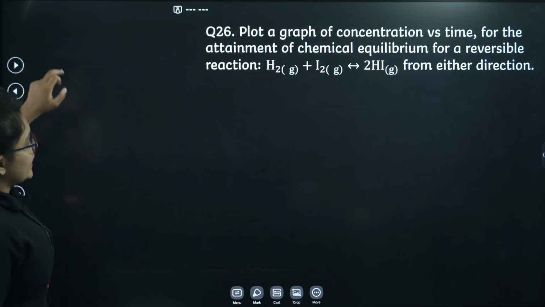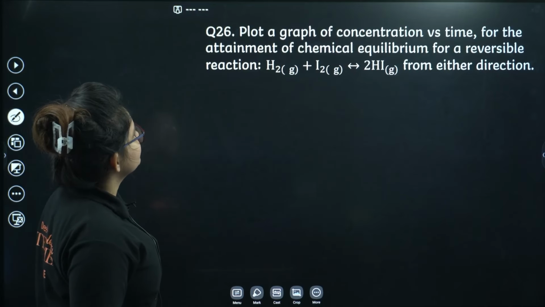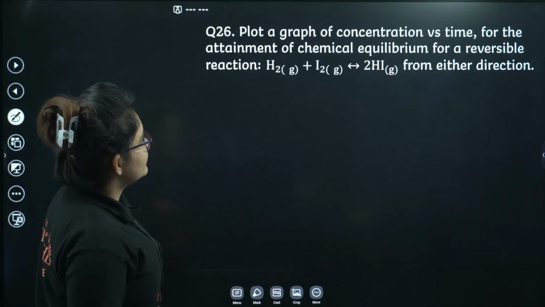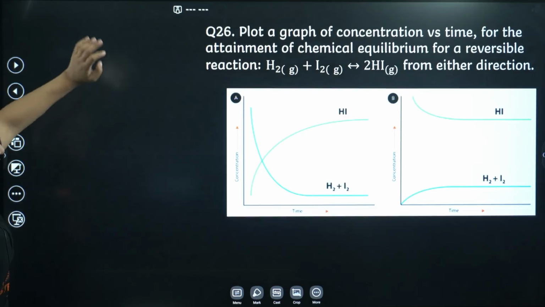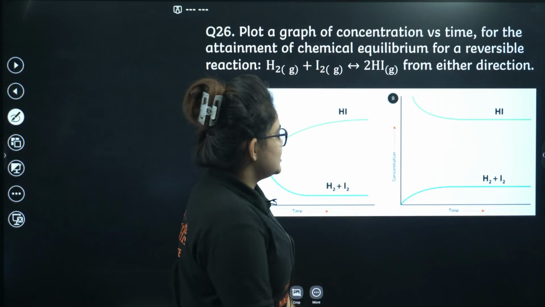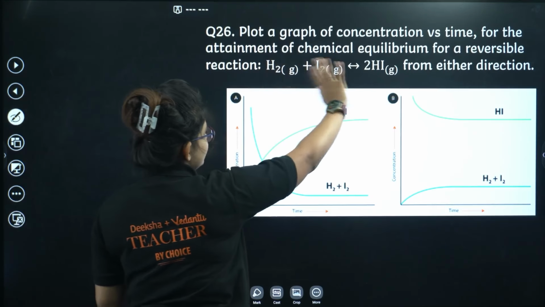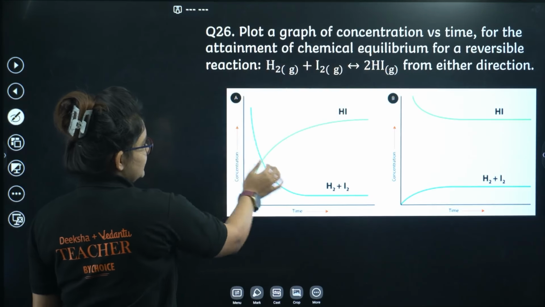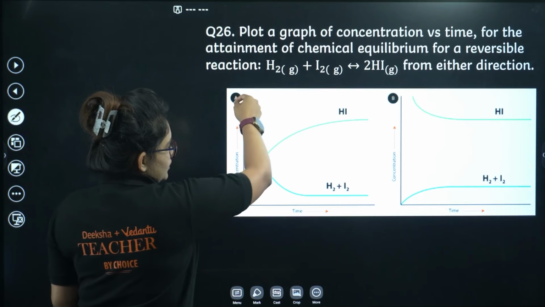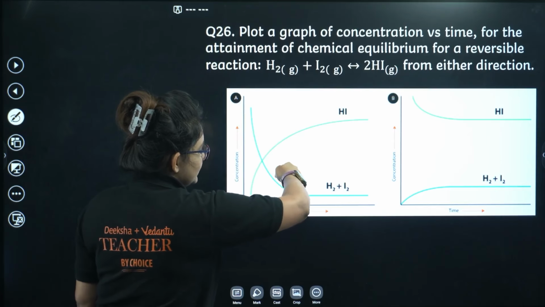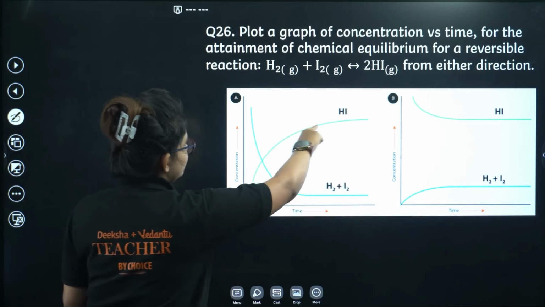Proceed. Plot a graph of concentration versus time for the attainment of chemical equilibrium for a reversible reaction, H2 plus I2 gives 2HI. Here it is given from either direction. Let's say H2 and I2 are giving HI. So H2 and I2 initially are at the top because the concentration is maximum. Slowly with time the concentration will be going down and HI will be going up.